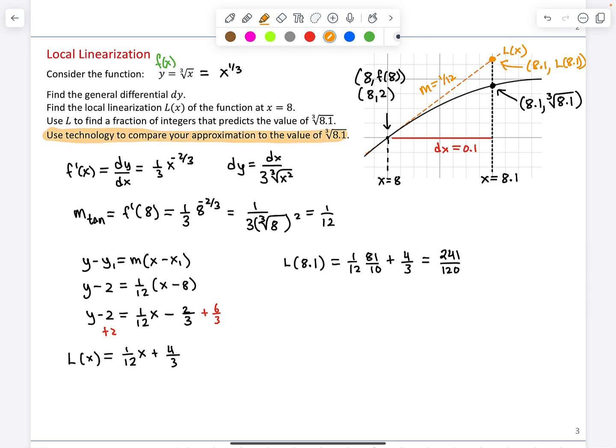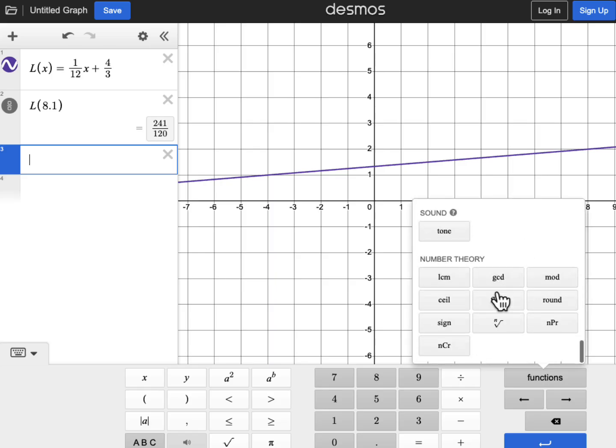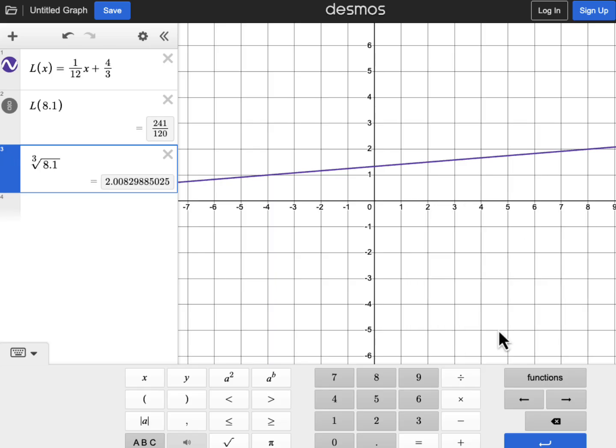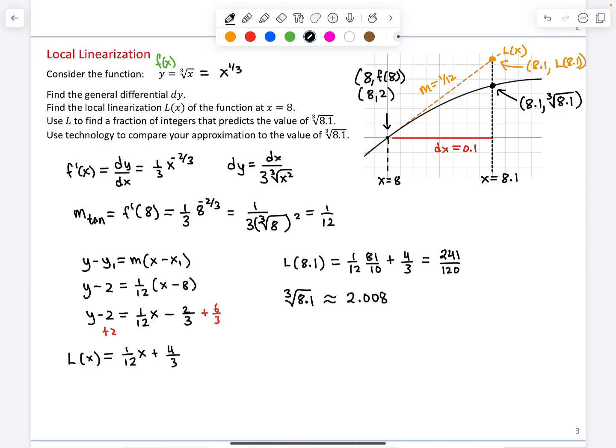And we will now use technology to compare this approximation to the actual value of the cube root of 8.1. Now keep in mind that the cube root of 8.1 is an irrational number, which means that in decimal form, the decimals would go forever without a repeating pattern. When I type in, I'll use the virtual keyboard, functions, nth root, cube root of 8.1. Or you can also type in 8.1 raised to the 1/3 power. So the number that we're seeing here is actually a rounded number. I'll go ahead and show all the digits in my notes.